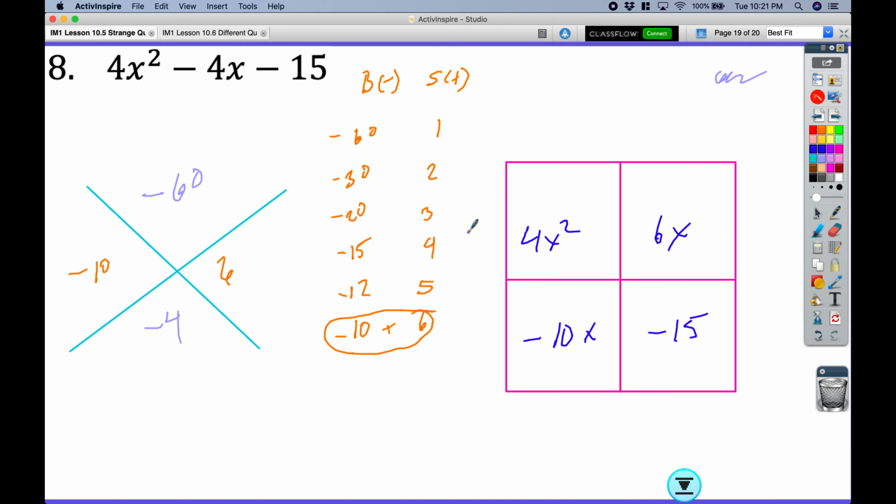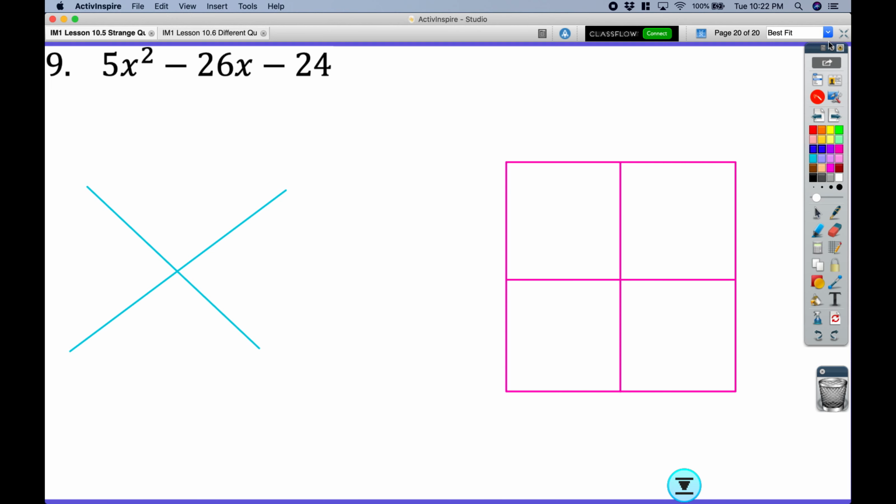So pulling these out here, I can pull out a 2x. Here I can pull out a -5. Here I can pull out a 2x. And here I can pull out a 3. So then I have 2x minus 5 and then 2x plus 3. Okay. All right, last one of the day.